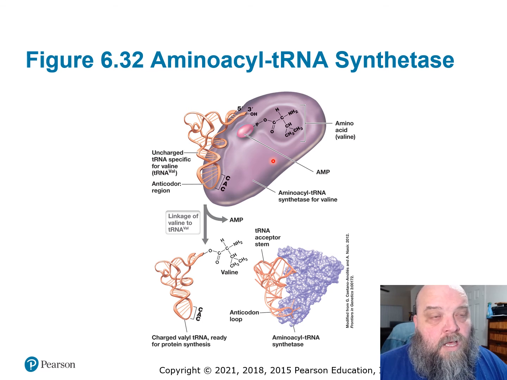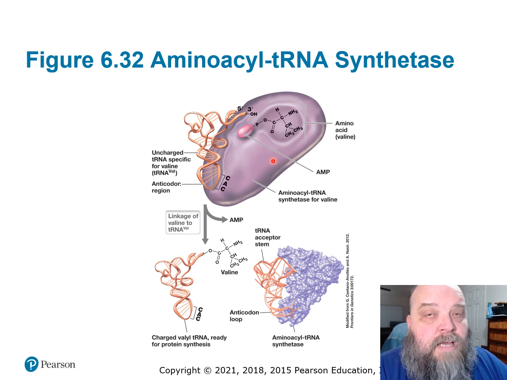Even though there's some overlap, redundancy, because remember some of the amino acids can be specified by more than one codon. Some of them have 2, 3, 6. So there's going to be 6 synthetases for that one amino acid. Each of those 6 is going to have a different codon-anticodon interaction there.